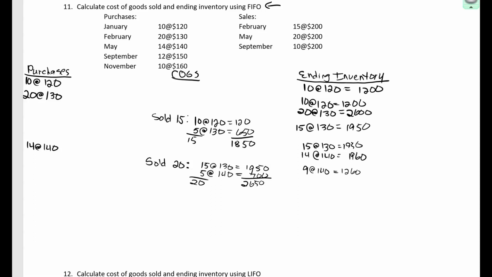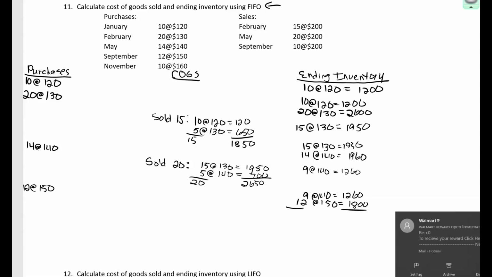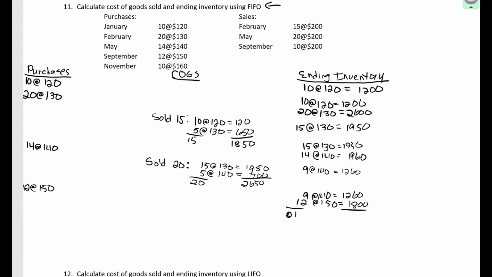Okay, because we're running low, we're going to purchase some more. 12 at 150. Okay, in our warehouse, we have 9 at 140. And then we have the 12 at 150.